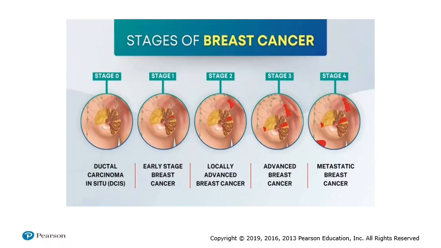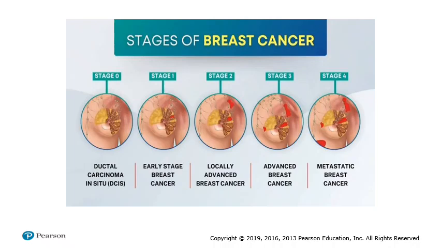Stage 1 is a small tumor that is less than 2 centimeters that has not spread to the lymph nodes. Stage 2 is a larger tumor, about 2 to 5 centimeters, or a tumor that has spread to a few lymph nodes. Stage 3 is a large tumor that is over 5 centimeters, or a tumor that has spread to many lymph nodes.